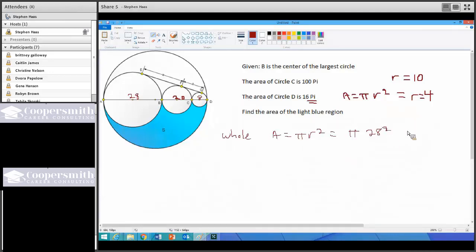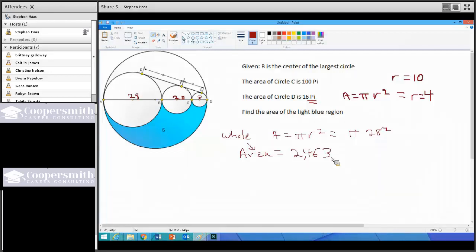784 times 3.14159 is 2463. Perfect. So the whole area is 2463. We're rounding it off a little, but that's fine. All right, so now that we've got the whole area is 2463, now what? We're not quite finished yet. We still have some things to work through.